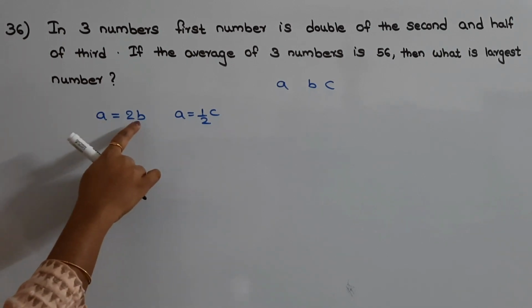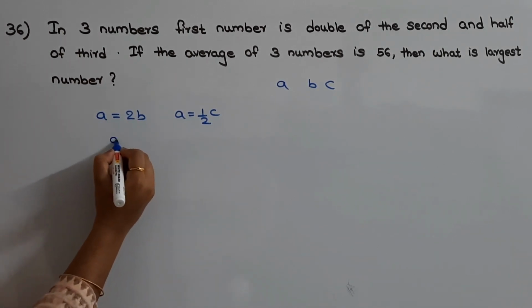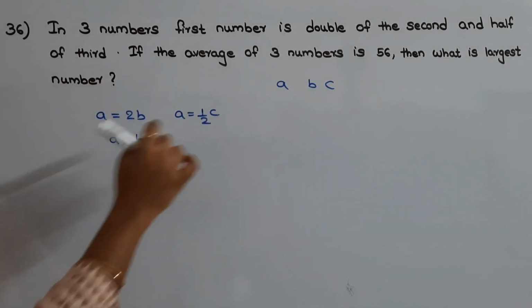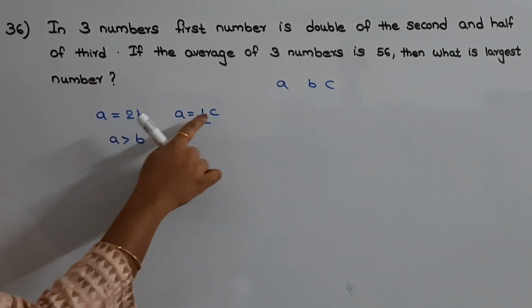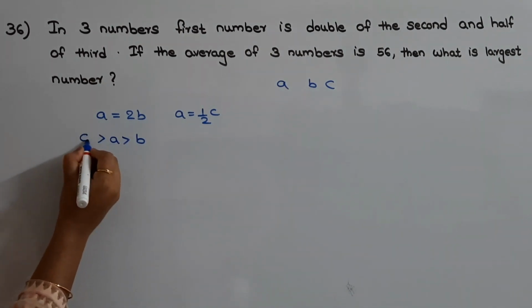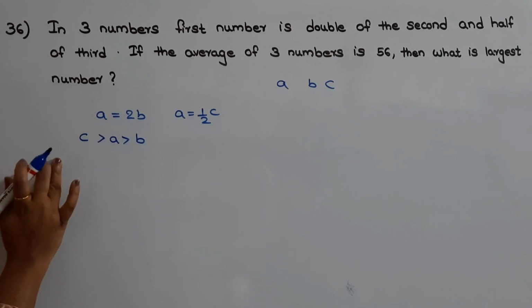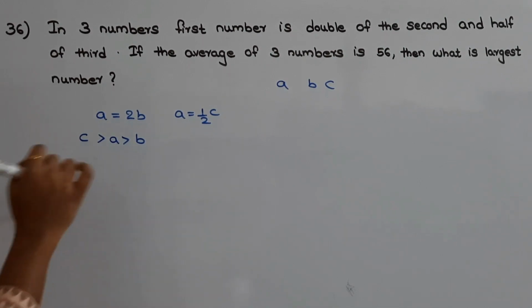See, here A is double that of B, which means A is greater than B. And here they are telling that A is half of C, which means A is less than C. Okay, so which is the largest number? Now largest number is C. So we need to find out the value of C.